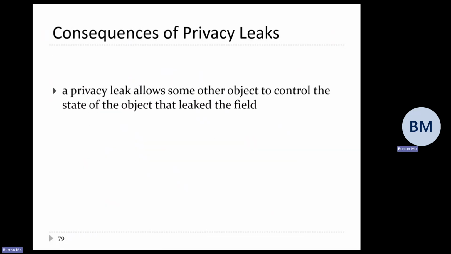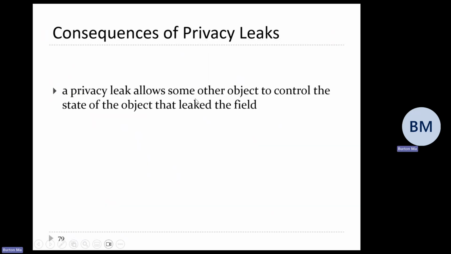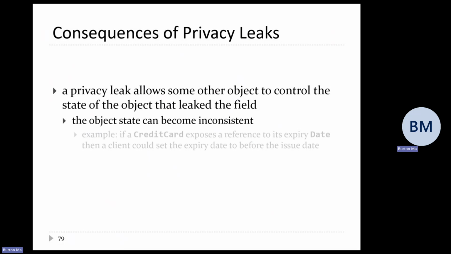Okay, so what happens if you have a privacy leak in a composition? In other words, what happens if you have any one of these four? A privacy leak allows some other object to control the state of the object that leaked the field. So for example, if your period class has a privacy leak in it, then somebody else can change the state of the period object. Depending on exactly what the field is being used for, your object state can become inconsistent. So in the period class, suddenly the start time can appear after the end time, and you now have an inconsistent period object.